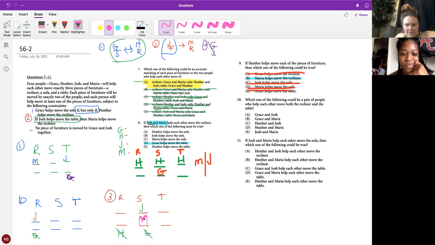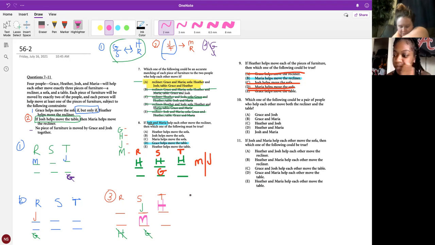Hang on 1 second. If J is with M, why do we have H not in R? I forget. Because G can't be with S. Oh, yeah. Well, in this situation, but yes. And so then that's going to put H here. So now we have G and so who can be? Sorry, I was reading if J and M help move the sofa, then which of the following could be true? I was reading the answer choices for 10 and reading question 11. Oh, no, you're good. Okay, so which of the following could be true?